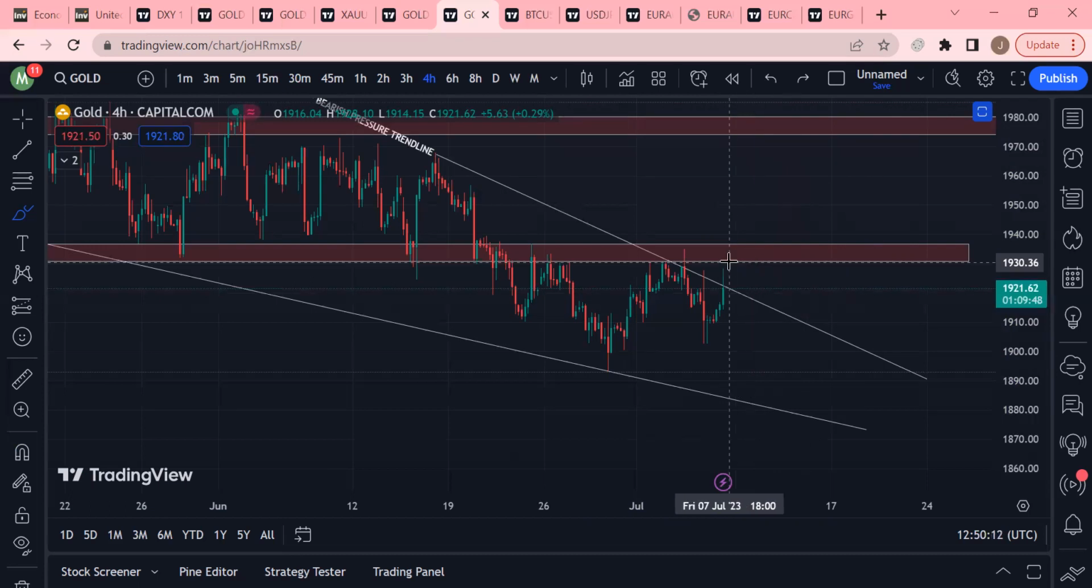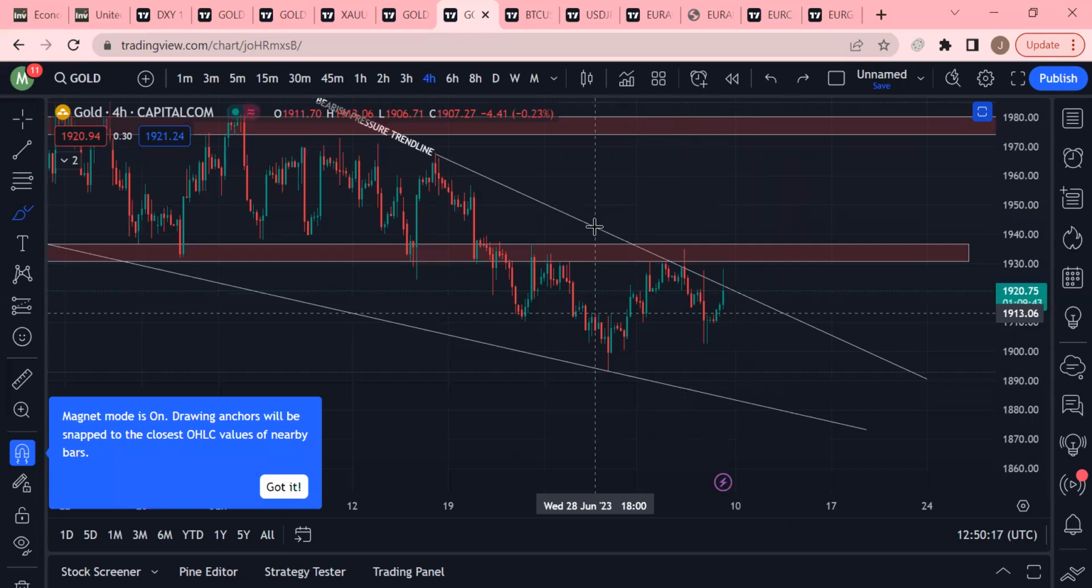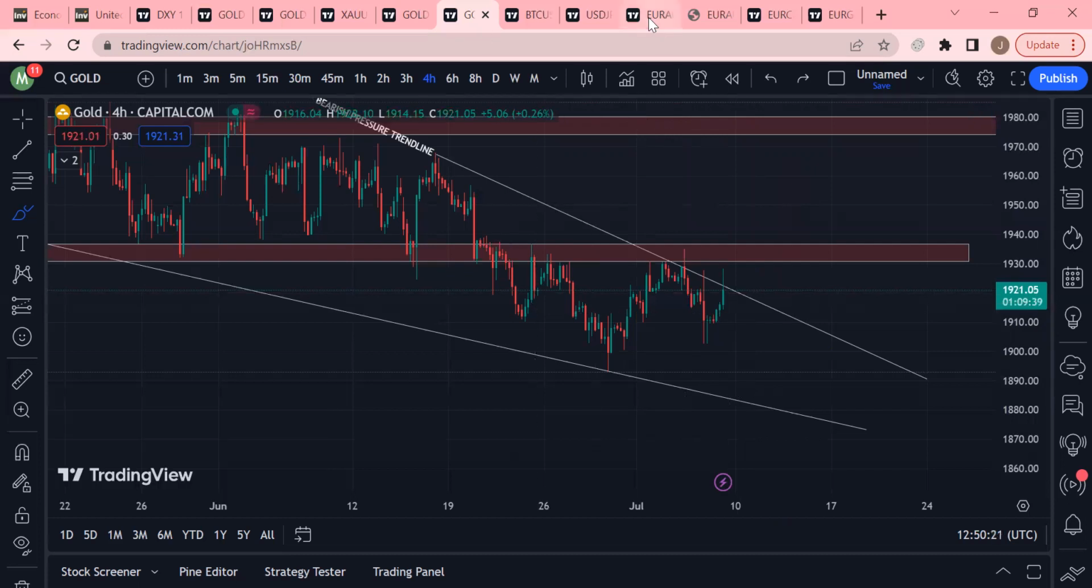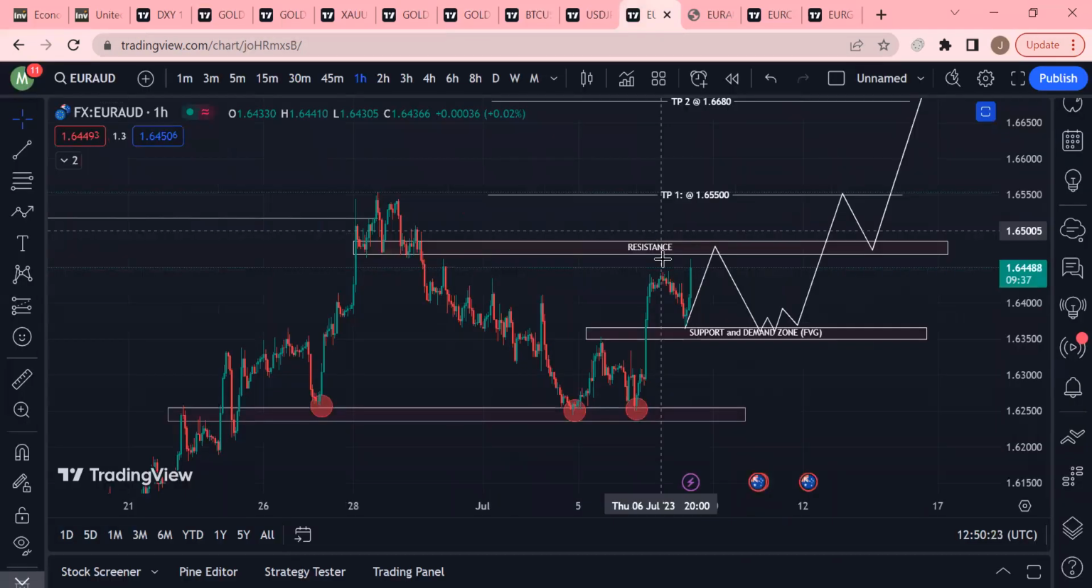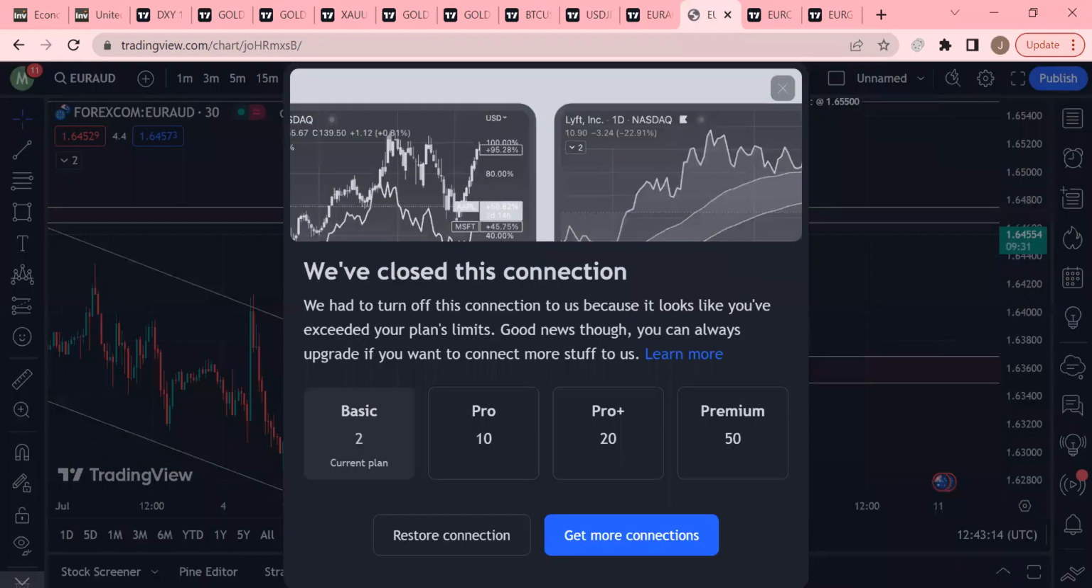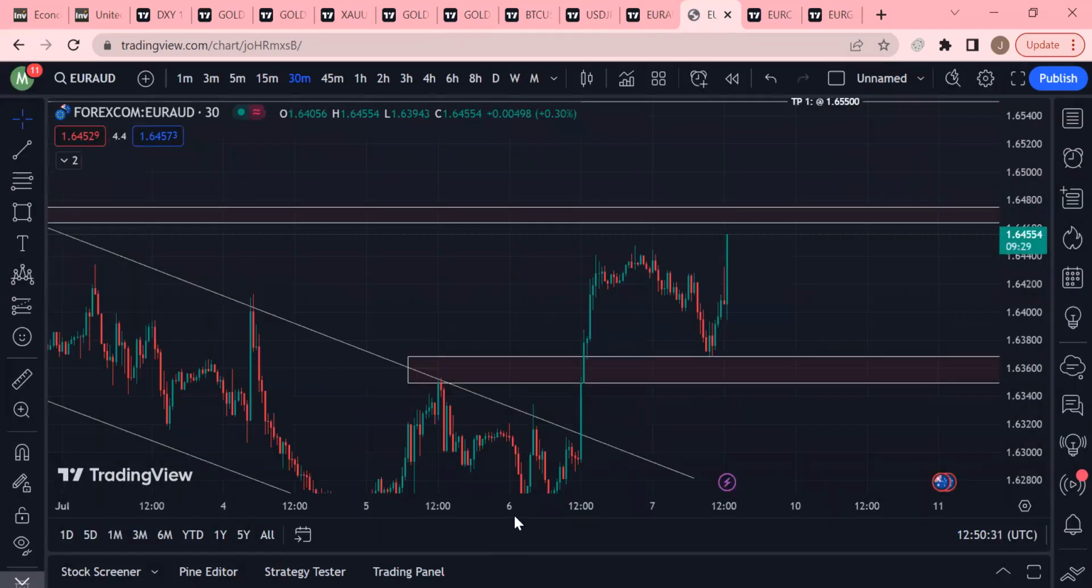EUR/USD, GBP/USD, all the rest and the rest of them. So this is what I have for gold. Transfer that, but I have another sweet structure again. I've been trading XAU/USD, very, very lovely structure, very, very lovely market.